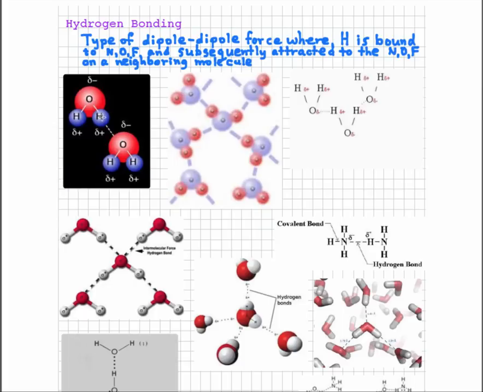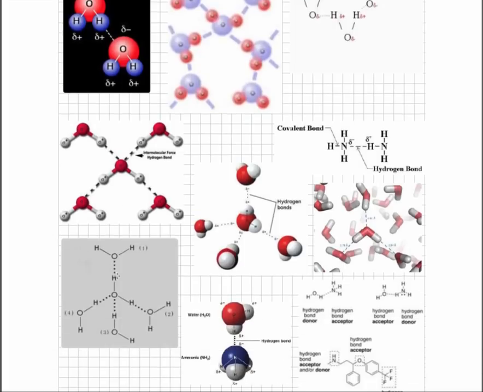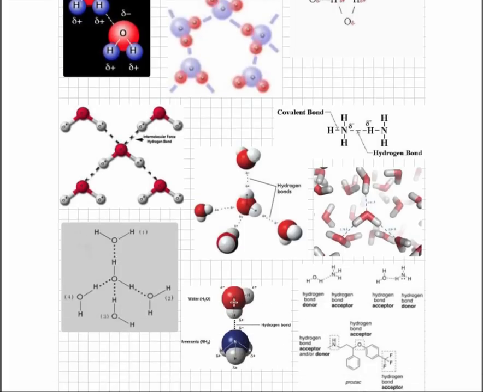So the hydrogen of one is attracted to the oxygen, nitrogen, or fluorine of a neighboring molecule. That's one reason why ammonia and H2O dissolve so well in water. They're both pretty small, very polar molecules, and the hydrogen of one water is attracted to the lone pair on the nitrogen. That's slightly negative, slightly positive.